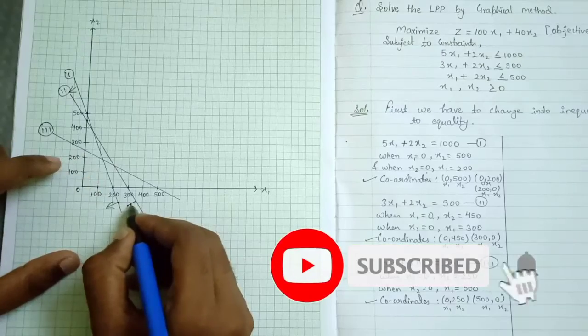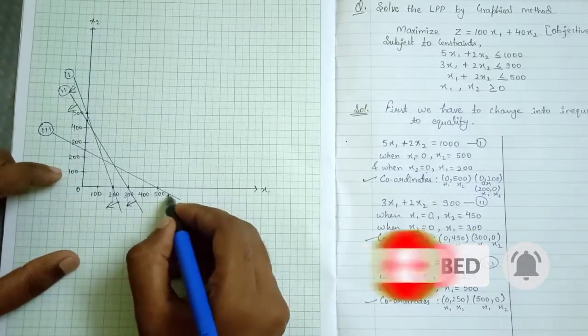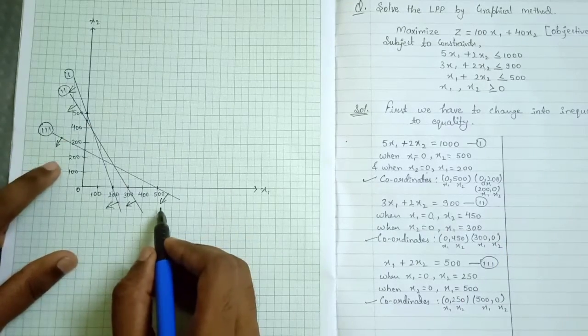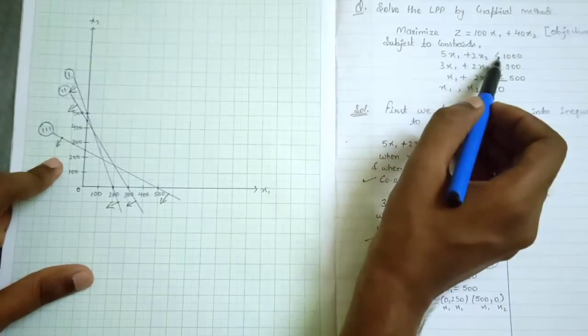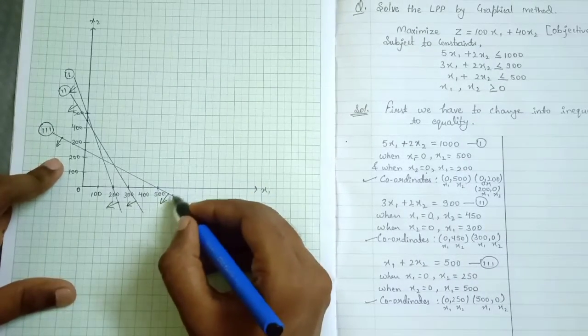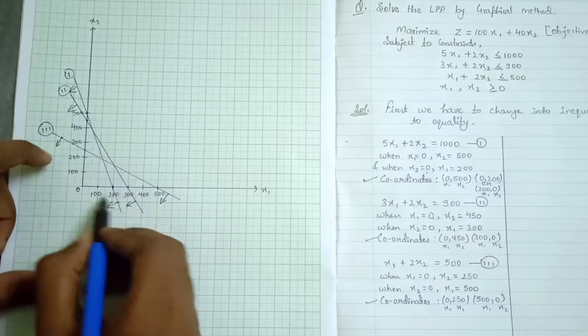For the second equation, this arrow, and for the third, this arrow and this arrow. Less than means less than. If it is a maximization question, and if it is given more than, then we have to make this sign upward. Then in this we have to find the common region.